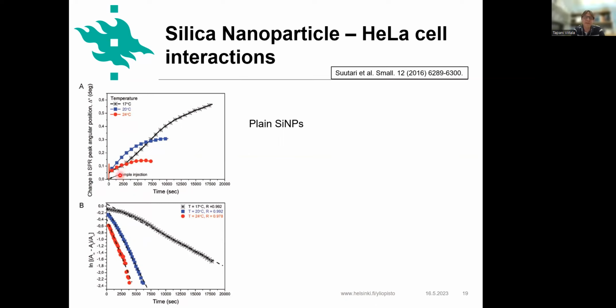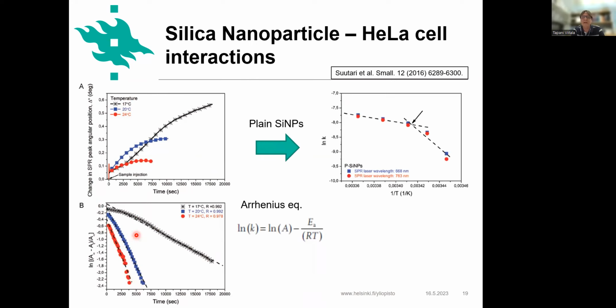What we did is that we measured the responses at different temperatures. We made first order reaction kinetic fits to the responses, and then we could extract the rate constant as a function of temperature. And this is, of course, the famous Arrhenius equation, where you can extract the activation energy of the process. What we found interesting is that we got a kink in this plot. Usually it is a straight line as a function of temperature. And this break is around 20 degrees.